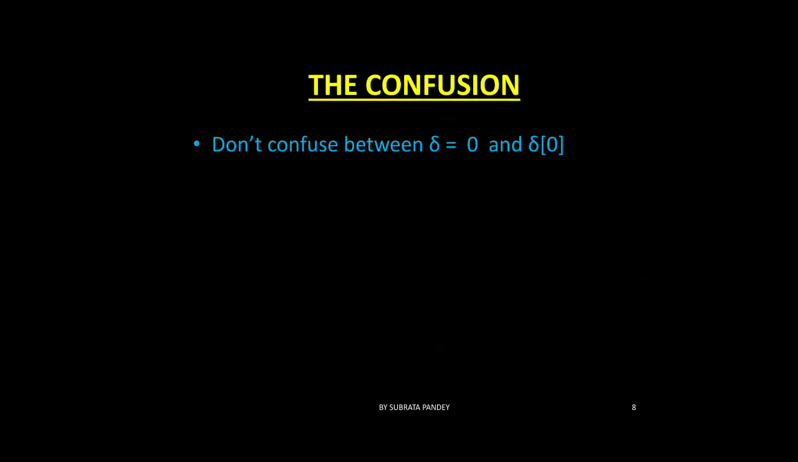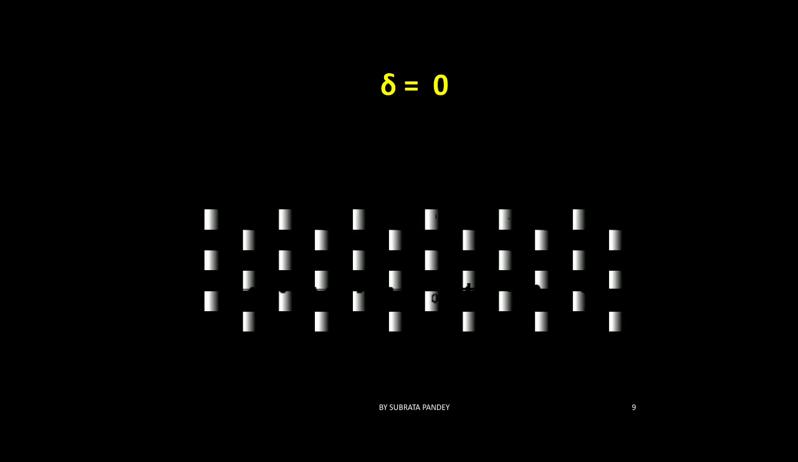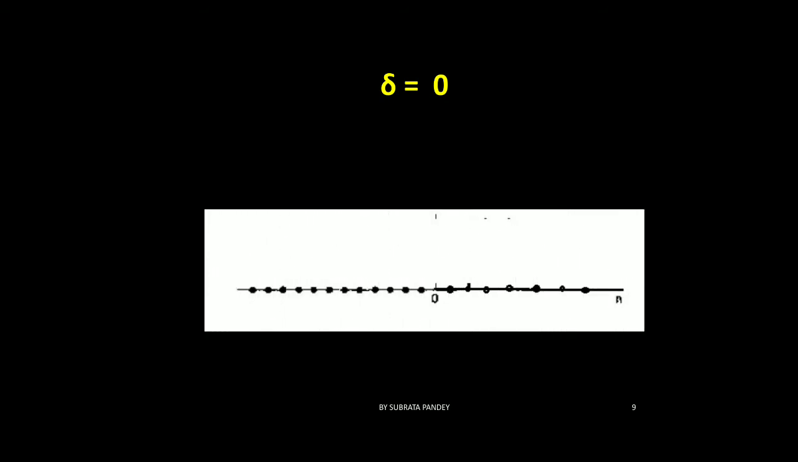Next, I have seen students getting confused between δ[0] and δ = 0, so let's clarify that. They are different. δ[0] is not equal to δ = 0. When we say δ is equal to 0, it means that previously δ was 1 at one point and 0 for other values, but in this case δ has no value, not even at the 0 position. So δ is equal to 0 for all values here, so the magnitude of δ is 0.